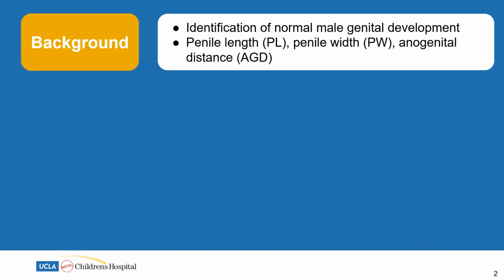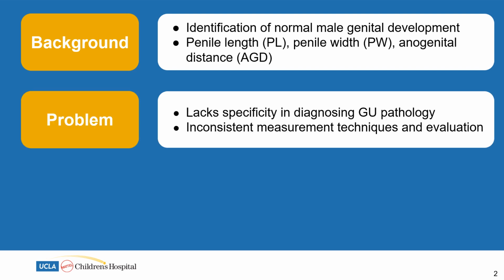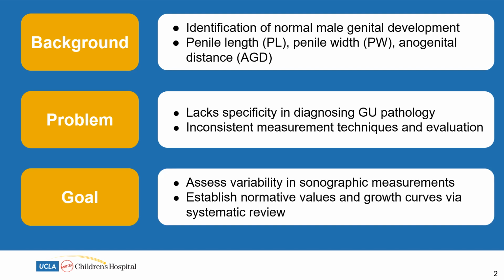Ultrasound is key in evaluating external genitalia for identifying normal sexual development and detecting congenital abnormalities, and this is usually done through penile length, penile width, and anogenital distance measurements. However, the problem that exists is that there's a lack of specificity in diagnosing genitourinary pathology, so inconsistent measurement techniques and evaluation. Our goal for this project was to 1. Assess the variability in sonographic measurements, and to 2. Establish normative values and growth curves via a systematic review.